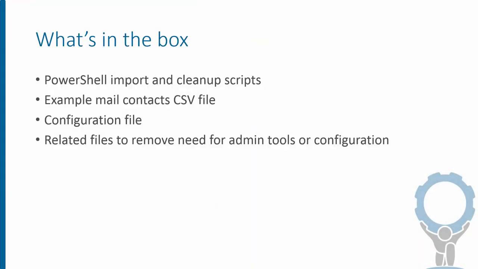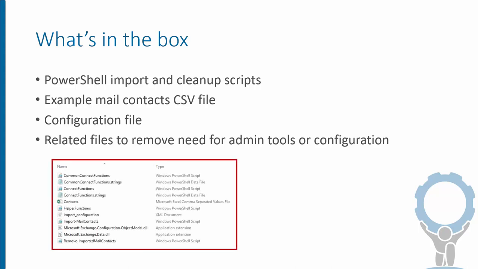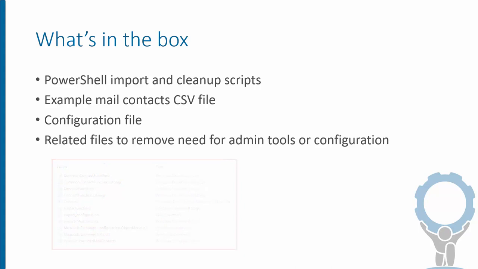So when you download the files, you'll get a few things out of the box here. You'll get a few PowerShell import and cleanup scripts. That's what you'll run to actually do the import. You'll get an example CSV file that shows you how to define your contacts in the file format. You'll get a small configuration file that you may not even have to modify, and you'll get a few other related files that provide a way to automatically discover your Exchange environment and make it so you don't need to install anything on your machine to actually run this script.